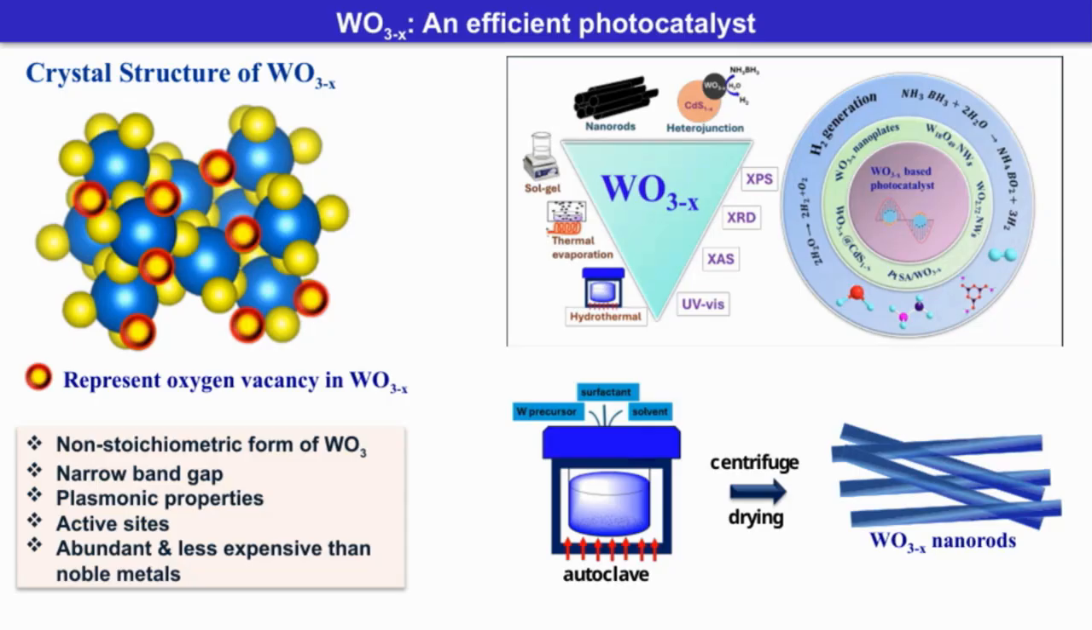Let's take a closer look at the non-stoichiometric form of WO3. This variation is particularly interesting because it introduces oxygen vacancies, which significantly influence its properties. One key feature is its narrow band gap, meaning it can absorb a broader spectrum of visible light, making it highly effective for photocatalytic applications.